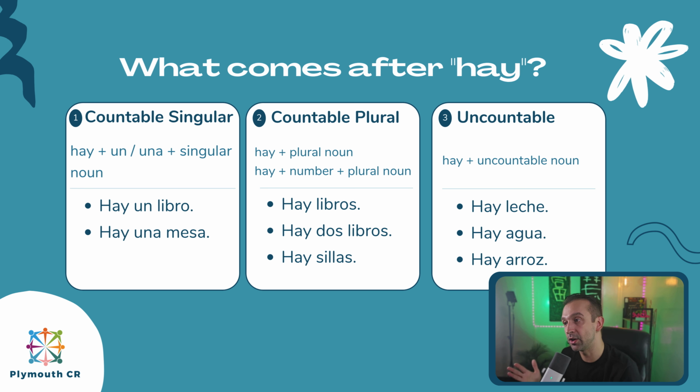Again, we're not specifying the number, we're just speaking in general. Okay, you can put the number in there, like "hay 10 sillas," there are 10 chairs. And then uncountable is just "hay" plus the uncountable noun, things that we cannot count, right?